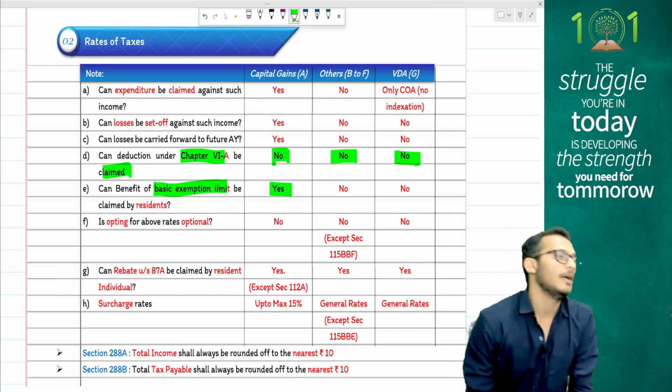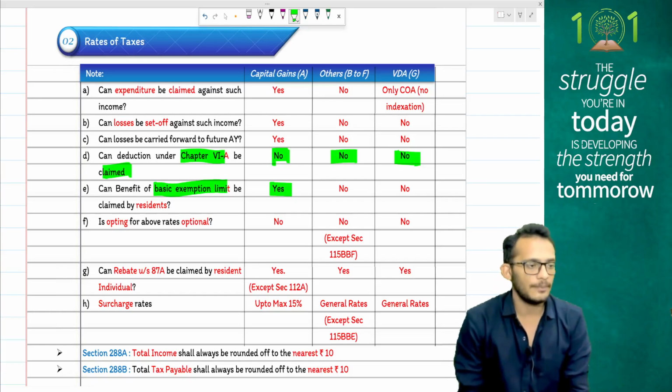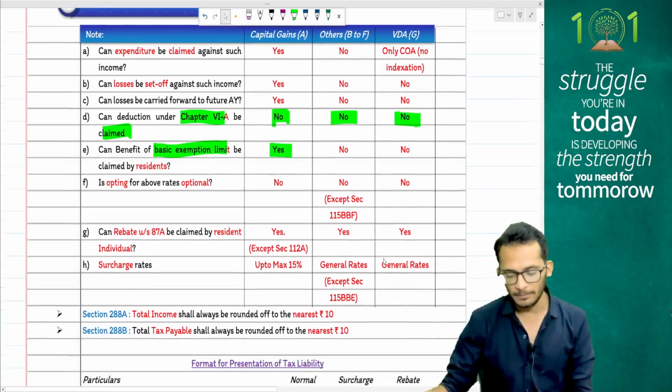Clear enough, people? Any doubts? Are we good to go? Yes. This is your chapter number 2, which talks about rates of taxes. Moving on to your chapter number 3.